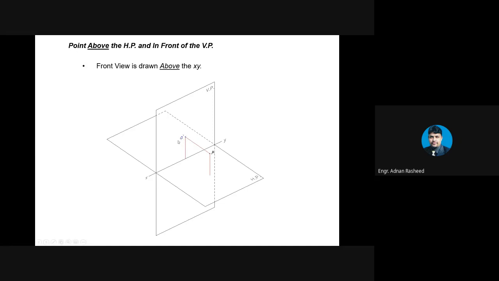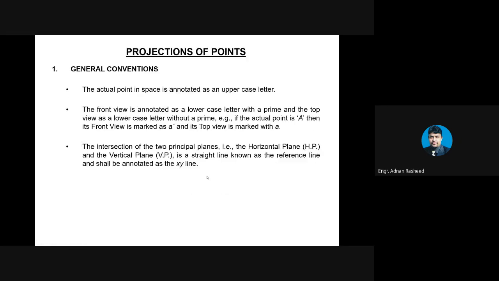So the frontal view is represented with a small letter with a prime, and the top view will be over the horizontal plane. So the top view will be projected over here, and we will see that this top view that is projected will be represented with a small letter. So if the actual point is A, then its frontal view is marked as A prime, and its top view is marked with a simple small letter a.